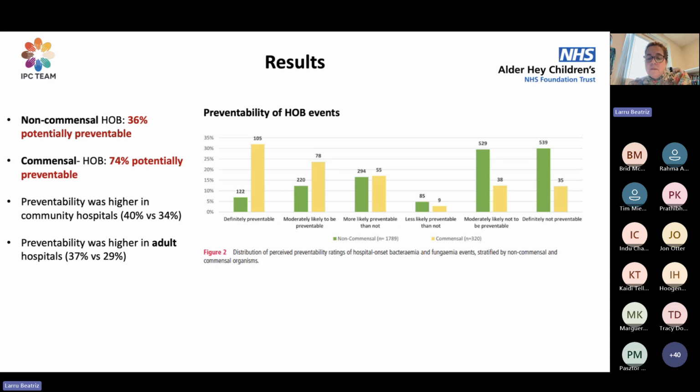So if we think about the preventability, for the non-commensal, 36% of them were considered preventable. These are episodes that technically should not have happened. But if you think about a commensal hospital onset bacteremia, almost 75% of them would be potentially preventable. Preventability was higher in community hospitals than in academic hospitals, and was higher in adults than in children.